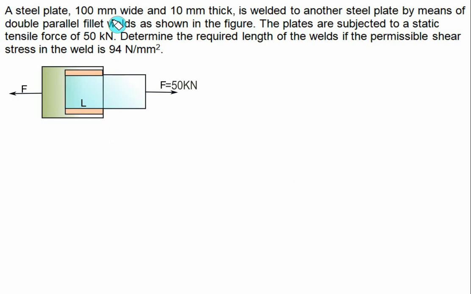A steel plate of 100 mm width and 10 mm thickness is welded to another steel plate by means of double parallel fillet weld as shown in figure. The axis of the weld and the direction of force are parallel, so this represents the double parallel fillet weld. The plates are subjected to static force of 50 kilonewton. Determine the required length of the weld if the permissible shear stress in the weld is 94 Newton per mm square.